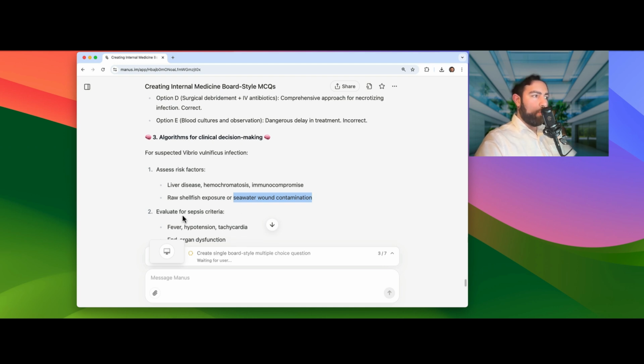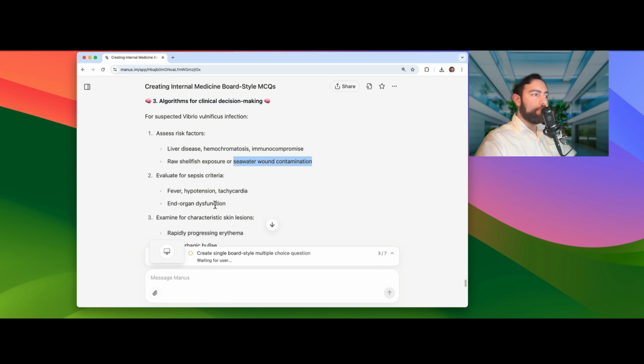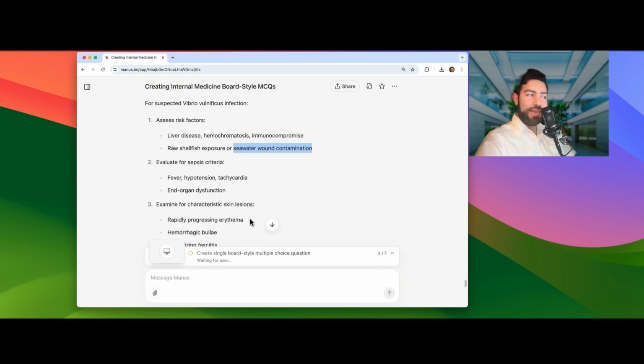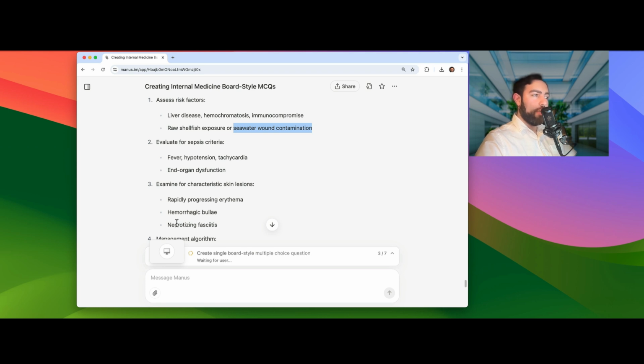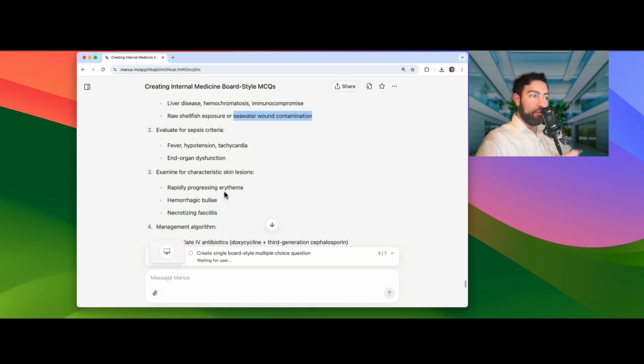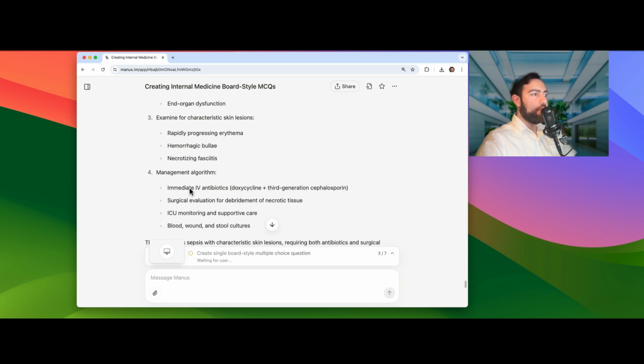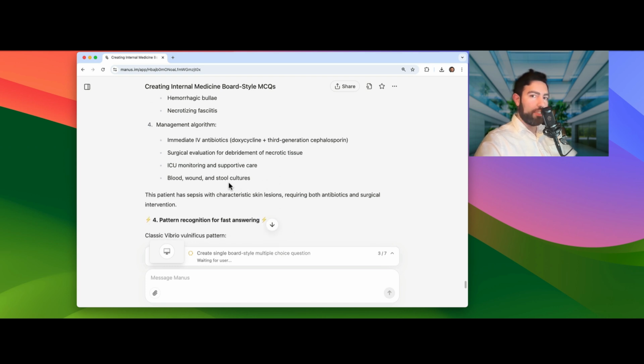And so anyway, when you assess the risk factors, evaluate for sepsis, and examine for the characteristic skin lesions if they're there. Very important to get a good skin evaluation on your physical. Immediately start the doxycycline and a third generation cephalosporin. Call for a surgical evaluation for the debridement, and then this patient most likely will require ICU. Very important to have the appropriate level of care, as we say in the hospital. Get your pan cultures: blood, wound, stool cultures, everything if you need to. The patient has sepsis with characteristic skin lesions requiring both antibiotic and surgical intervention.